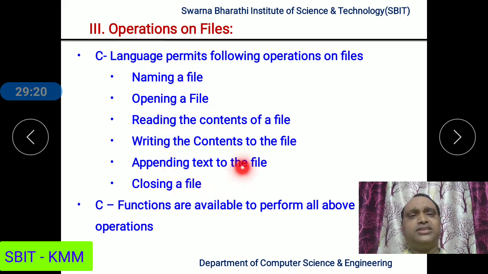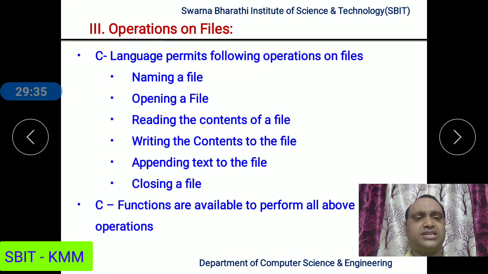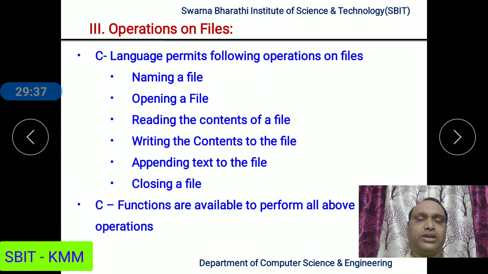So to perform all these operations on the files, the C language supports different varieties of functions from the C library. By taking the help of these library functions, we can perform all these operations on the files. We are going to see the list of functions available in C from the C library to perform various operations on the files.